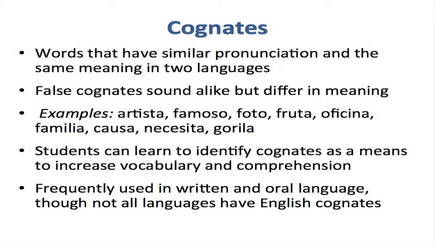A final vocabulary consideration is the use of cognates. Cognates are words that have similar pronunciation and meaning in two languages. We often find English cognates in other Latin-based languages, like Spanish and French. In fact, about 40% of Spanish vocabulary has an English cognate. Likewise, linguists estimate that between 35 and 60% of all English nouns are of French origin.